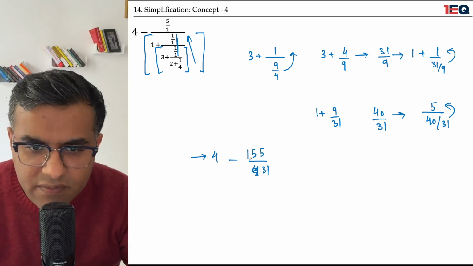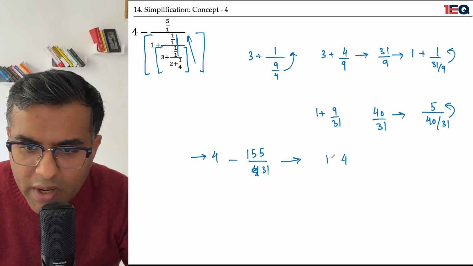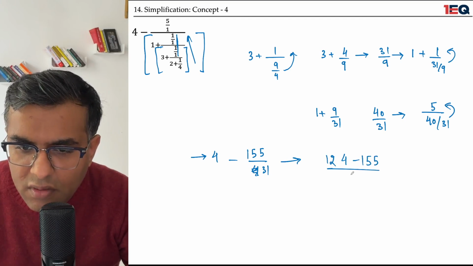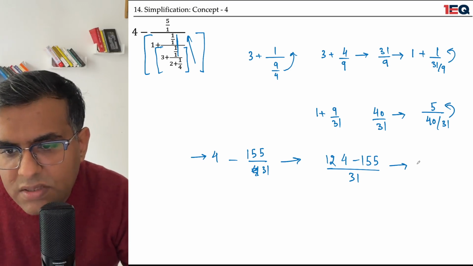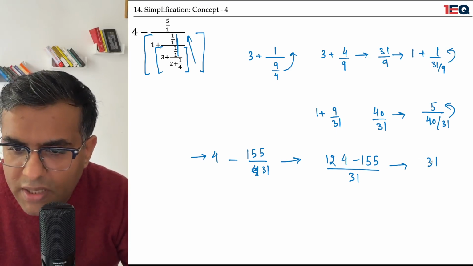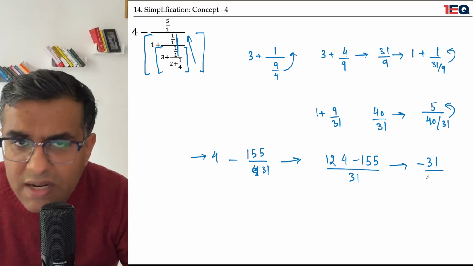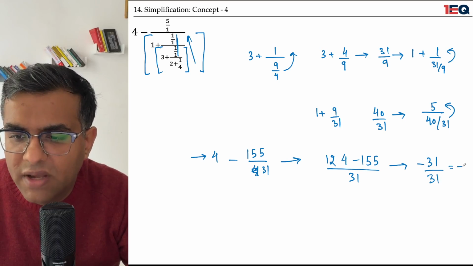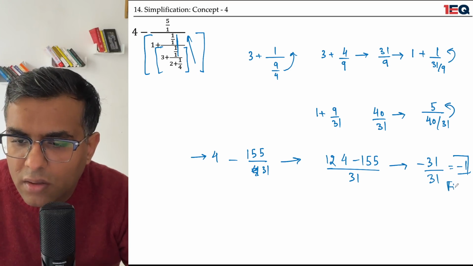So 5 ones are 5, 5 threes are 15, 155. All seems good. Now 4 multiplied by 31 would give me 124 minus 155 whole upon 31. Now this would give me the value as minus 31 upon 31, because 155 is bigger as compared to 124, and minus 31 whole upon 31 would give me the value of minus 1 as my final answer.